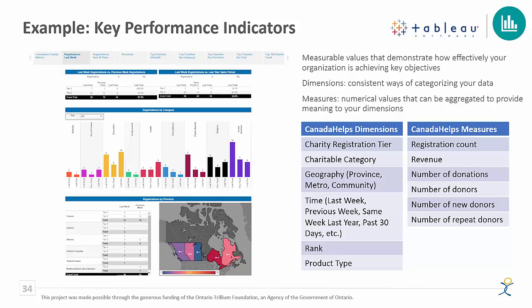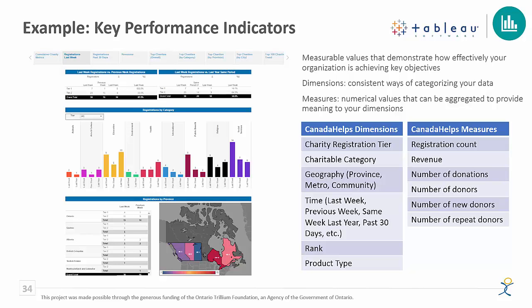Product type. So we may want to measure KPIs by the type of product that a charity is using. In terms of measures, here are some examples. Registration count. So how many charities have actually registered for a Canada Helps account? Revenue, or number of donations, or number of donors. Obviously, this is measuring how much money was raised, how many donations were made, and how many donors made those donations through Canada Helps products.